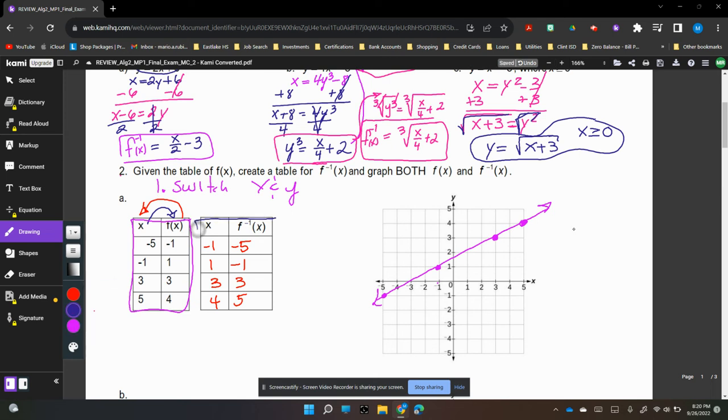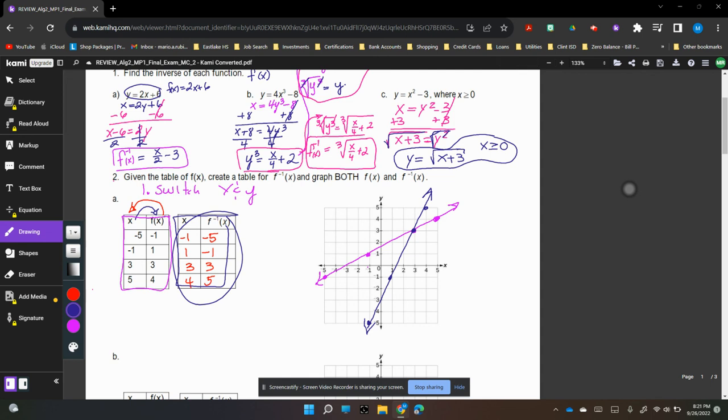Now let's do this one in blue. The inverse. -1, -5. 1, -1. 3, 3. 4, 5. So I just took these points and I plotted them over here. Now I connect this line. And that's the graph of the function in purple. And then the graph of the inverse is right here in blue.